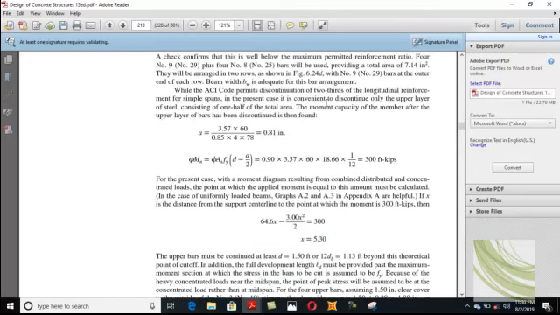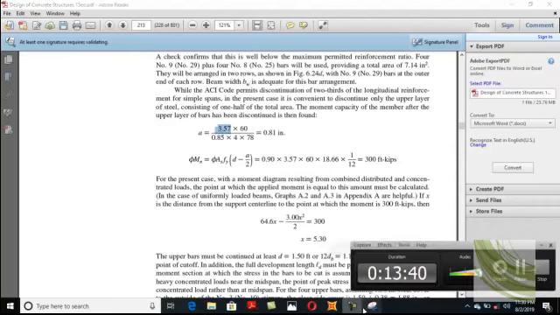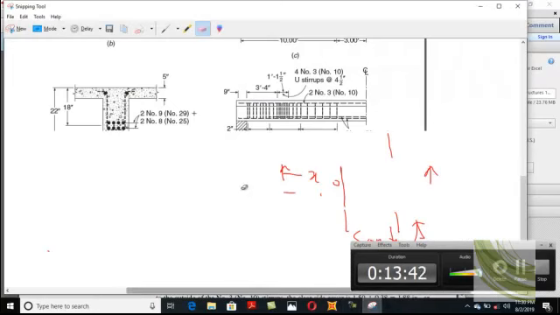Basically, this sentence means discontinue only the upper layer of the steel, consisting of 1/2 the total area. They discontinue only 1/2 area. Once you discontinue 1/2 area, your area will be 3.57. How does it come, from where does it come?